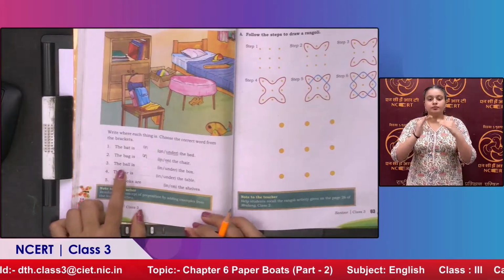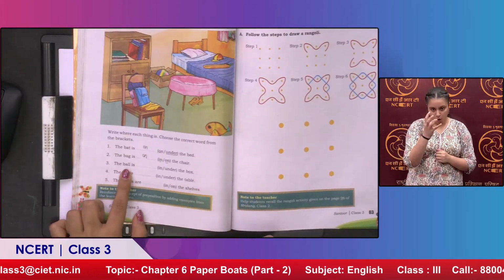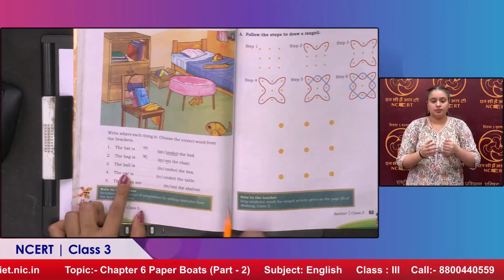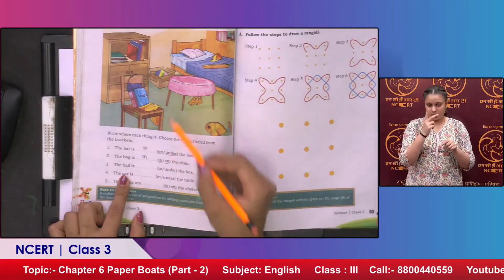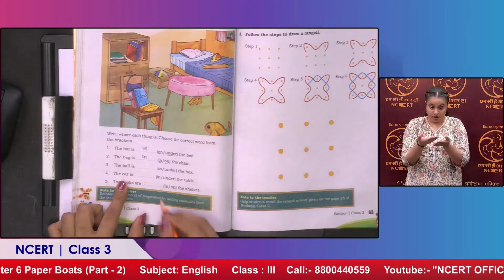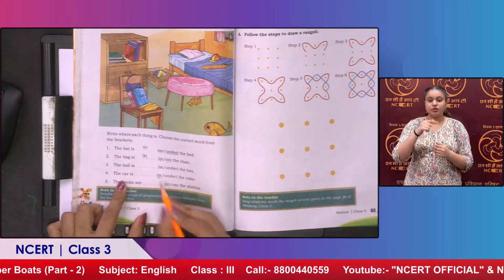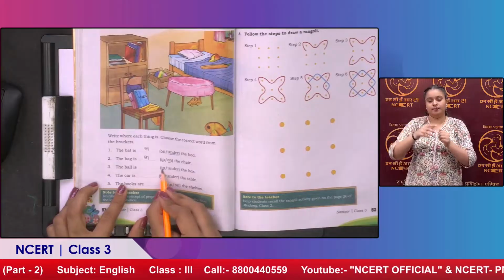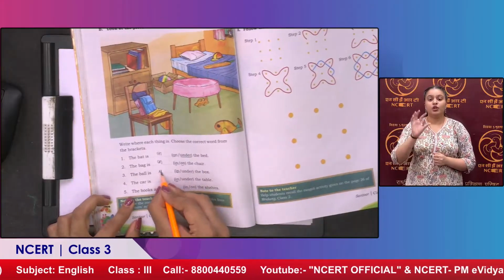Moving on, there is a ball and a box. So we have to see where is the ball and where is the box. I can see it here. The ball is here and the ball is, I guess, inside the box, ma'am. Right. Yes. So here we are given in. In means inside only. In means inside. So the ball is in the box.